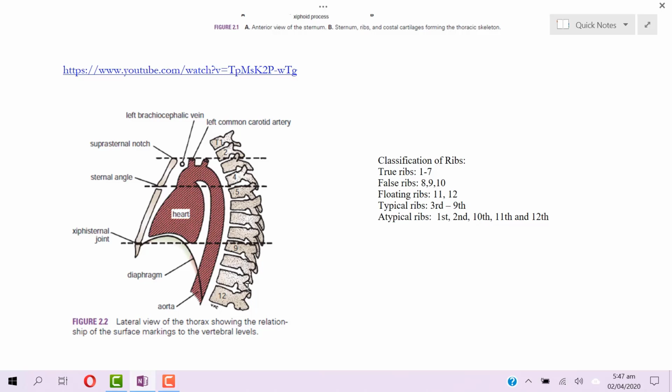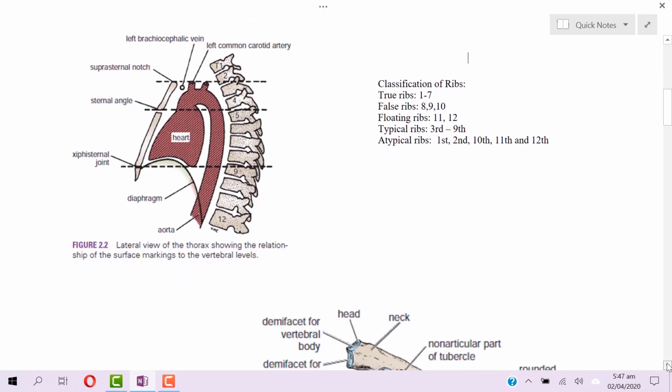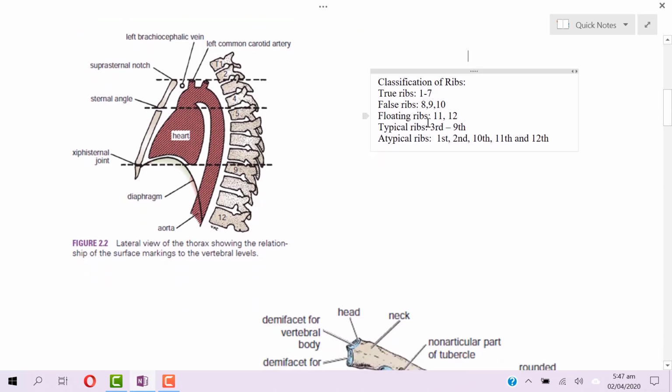Okay, so I hope you have learned the sternum. Now we will come towards another point, which is ribs. Ribs form the lateral part of the thoracic cage. We can classify the ribs into many categories. First category, we can classify the ribs into true ribs, false ribs, and the floating ribs.